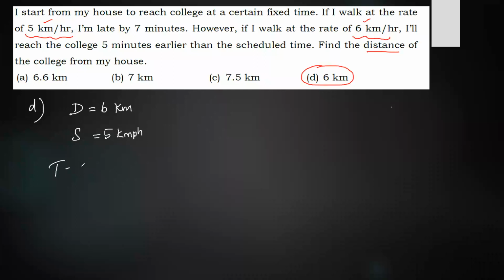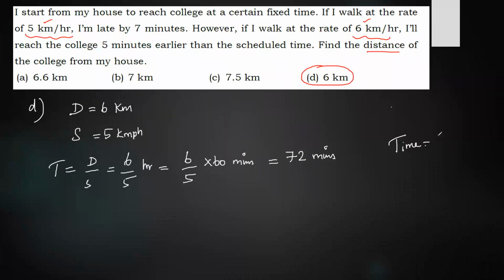If I travel at 5 kilometers per hour, 7 minutes late, 6 by 5, you will get the hours, right? So convert into minutes by multiplying by 60. If you divide, you get 12. 12 into 6, 72 minutes. So by going at a speed of 5 kilometers per hour, you are 7 minutes late. Therefore, the original time is 65 minutes. We're subtracting 7 from 72, so we get 65 minutes as the right time. This is the normal time.